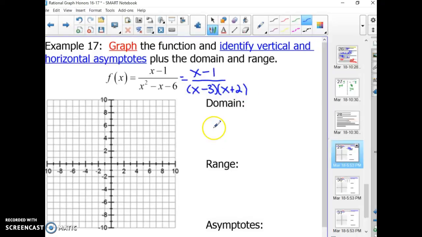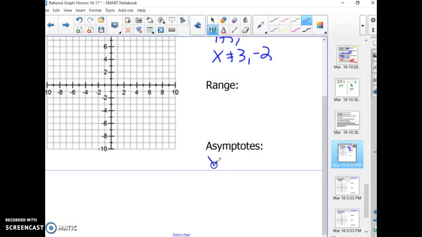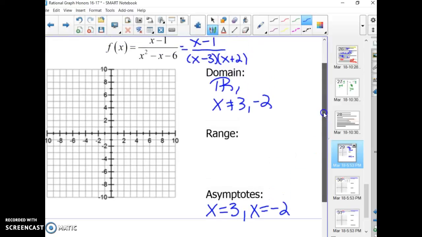With my domain, I know x cannot equal 3 or negative 2. So I know my domain's going to be all reals except x equal to 3 or negative 2. With my asymptotes, I know x is going to be equal to 3 and x is equal to negative 2. So let's go graph those. X is equal to positive 3, dash it in. And then I have a negative 2, I'm going to dash it in.